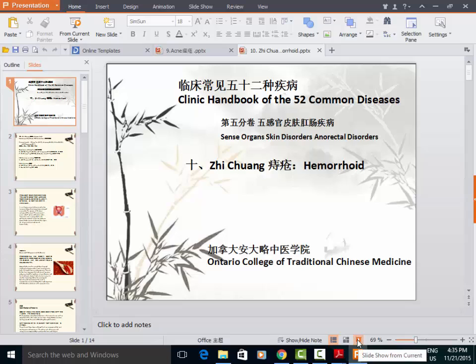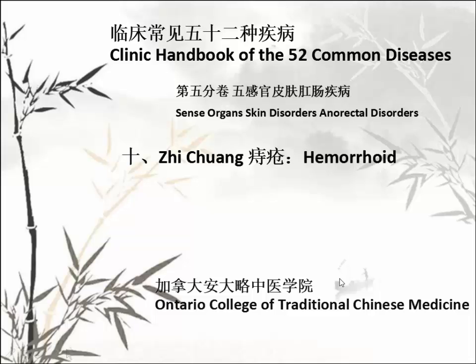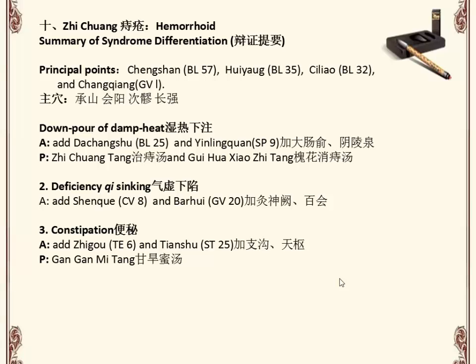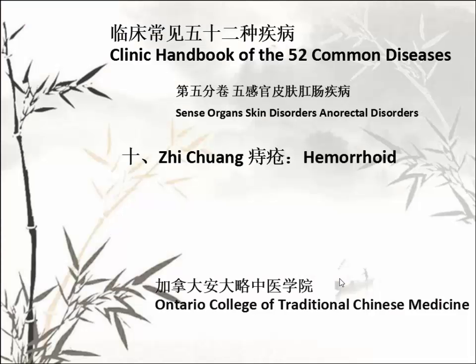And hemorrhoids. All right, what are the main patterns for hemorrhoids? Hemorrhoids are usually the prolapsing, what lifts qi, spleen deficiency, right? Hemorrhoids are usually related to spleen qi deficiency.